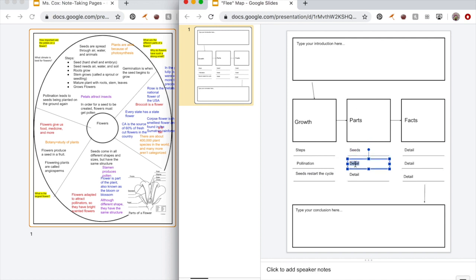Just a couple reminders. You don't need to write complete sentences in your flea map. Notice I've only written 1 word in each box and only a couple words or 1 word per line.